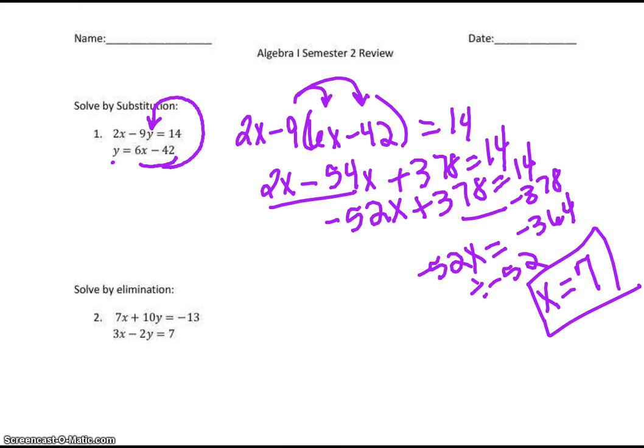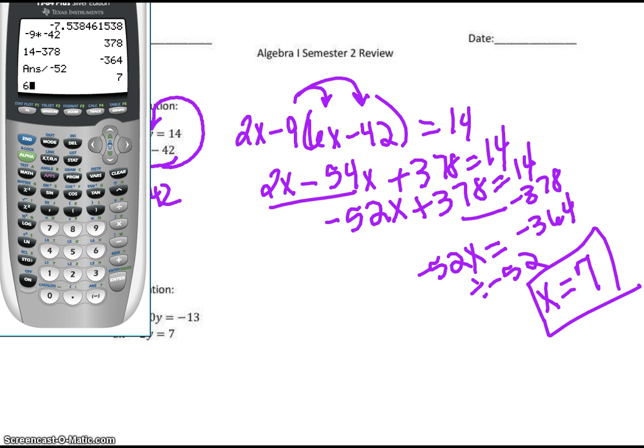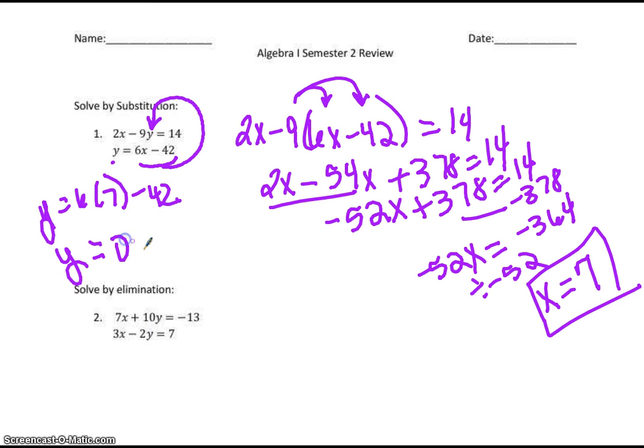Don't forget, when there's two equations and two letters, there are two answers. This 7 has to come back in for x. Y is equal to 6 times 7 minus 42. You would just punch that in your calculator. 6 times 7 minus 42, and you get y is equal to 0, so that is your other answer.